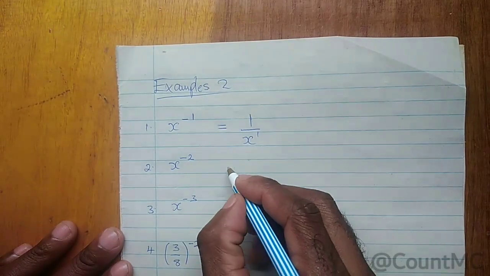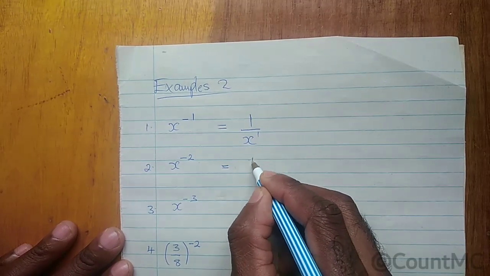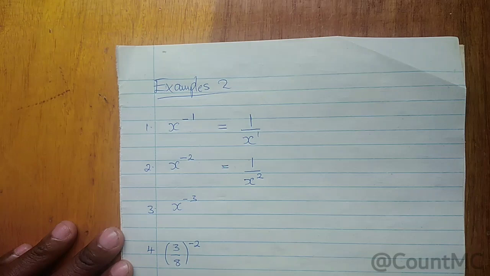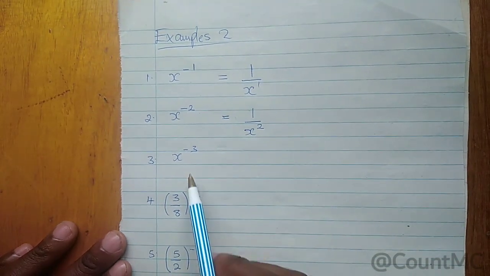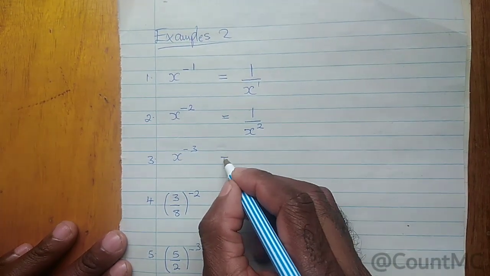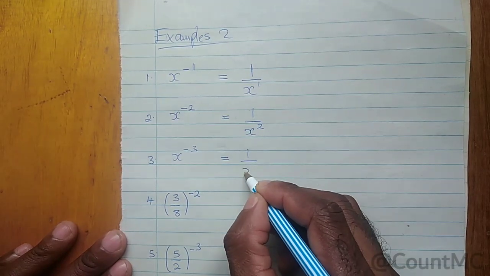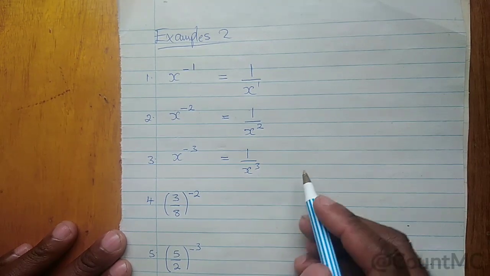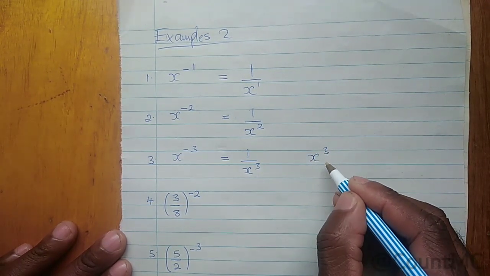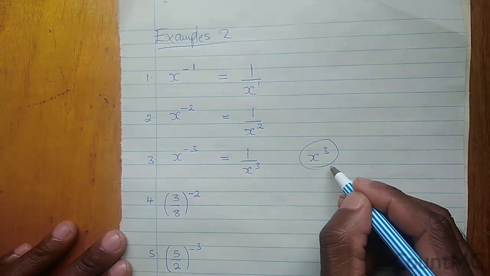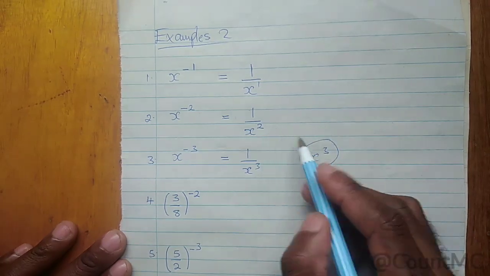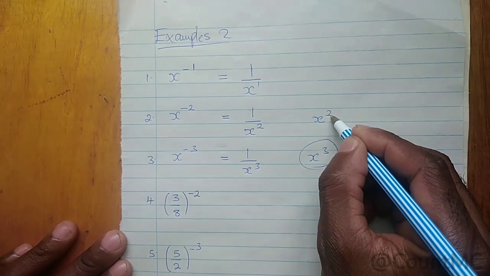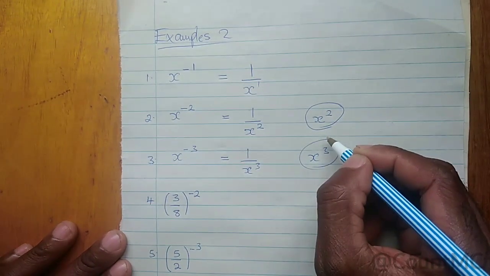Here, if you remove the negative sign, you'll be left with 1/x². Here, if you remove the negative sign, you'll be left with 1/x⁴. Remember, what was left here was x⁴ when you remove the negative sign, so you invert the whole thing. Okay, here, when you removed the negative sign, you were left with x², so you had to invert the whole thing.